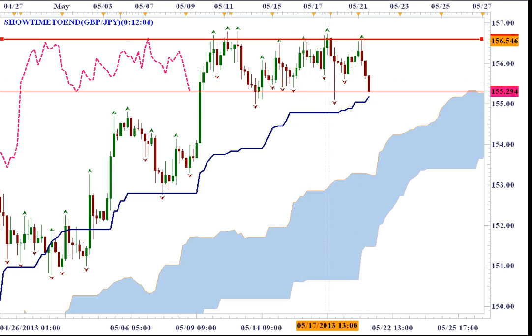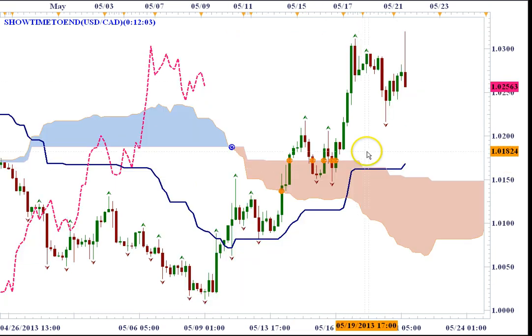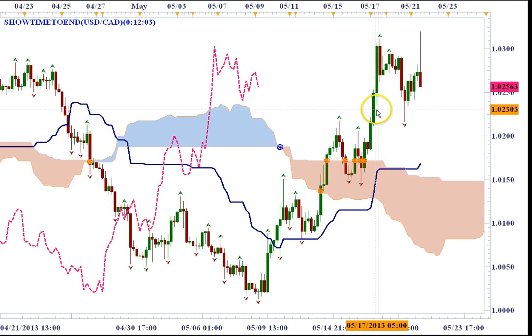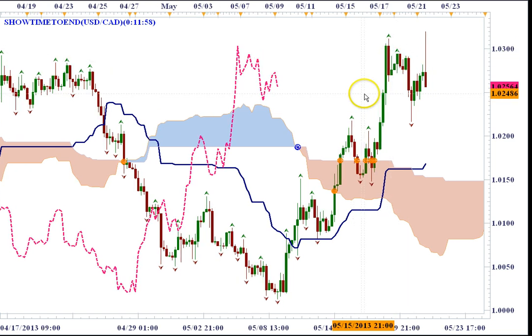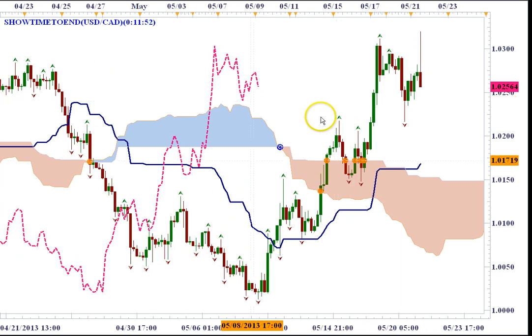That's the pound yen 4-hour time frame. Now US dollar CAD. This was a trade I was in, got out last week over here. Made like 150 pips on this.